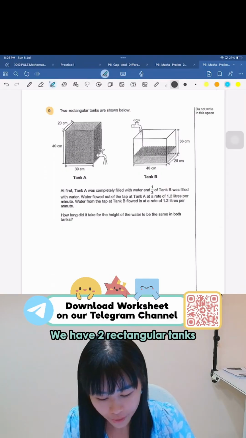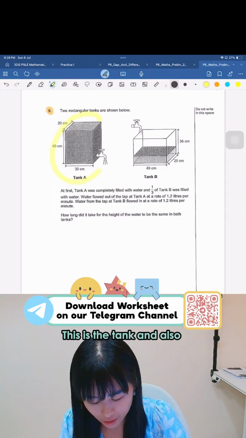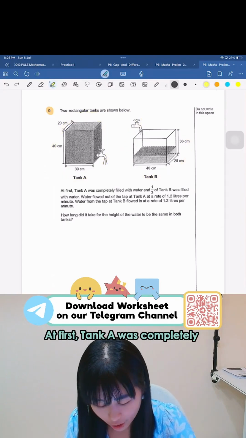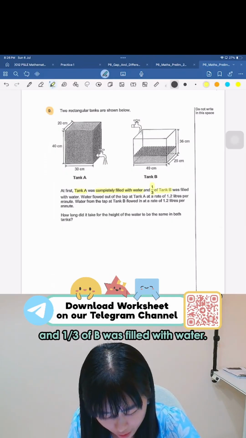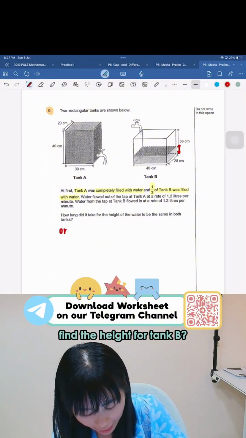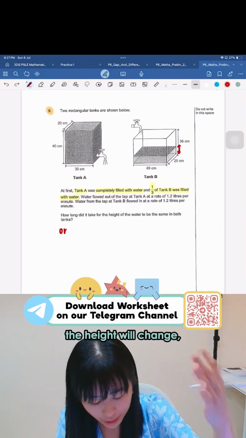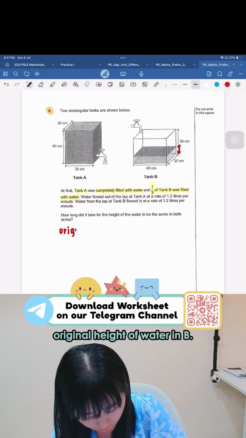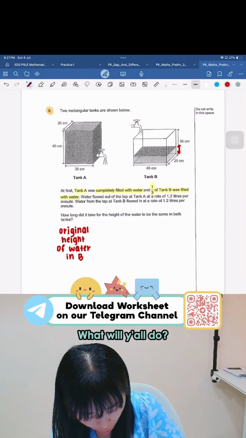We have 2 rectangular tanks shown below. This is the tank, and also we have this tank. At first, tank A was completely filled with water, and 1/3 of B was filled with water. Can anybody tell me, how do I find the height for tank B? Later there will be water flowing out, so I suppose the height will change. So I'm going to write the original height of water in B. What will you all do?